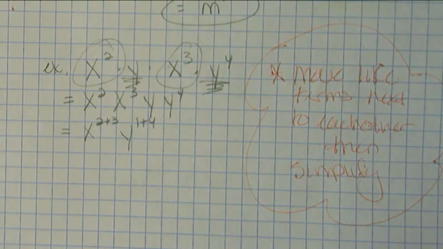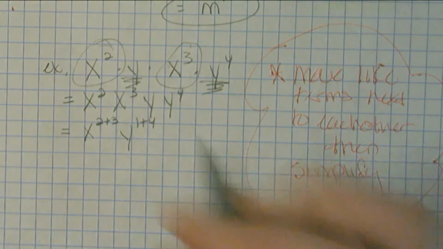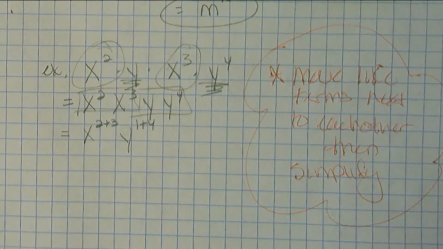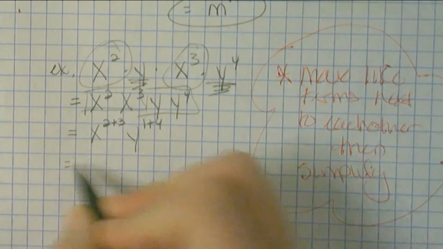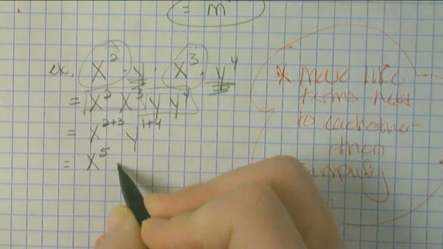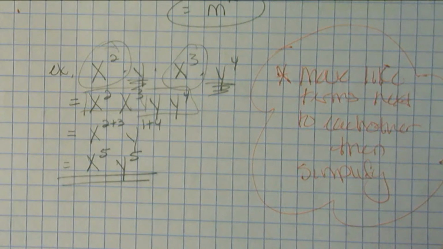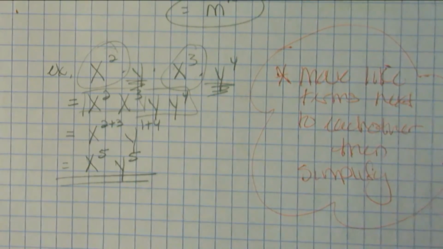So make sure you recognize they have different bases. So I have to multiply my x terms, and then multiply my y terms separately, because they are different bases. So when I do that, I get x to the 5th times y to the 5th. Does that make sense to you guys? This works because we're multiplying terms with the same base. Let's take a look at some more complex ones. Questions so far?